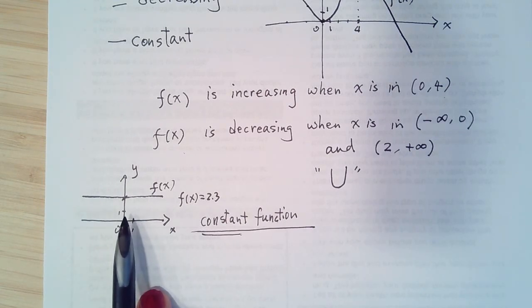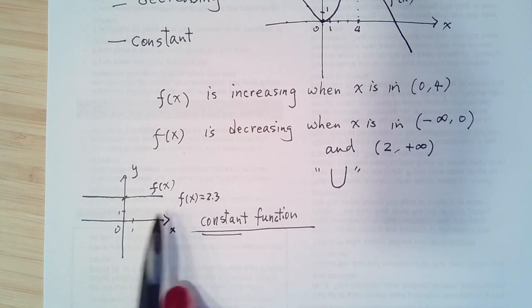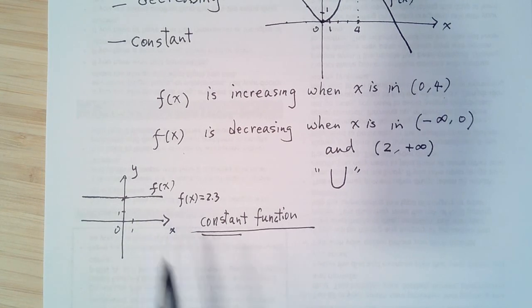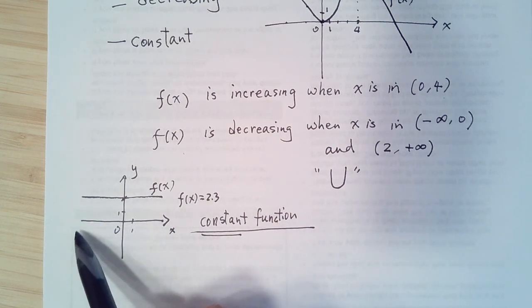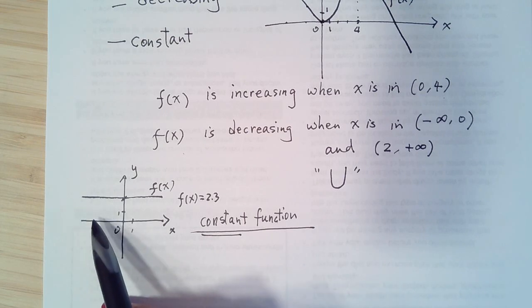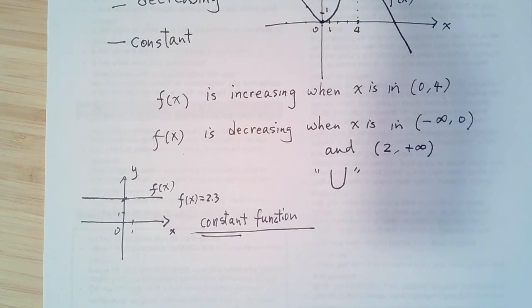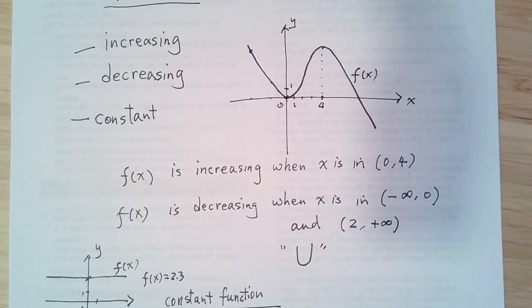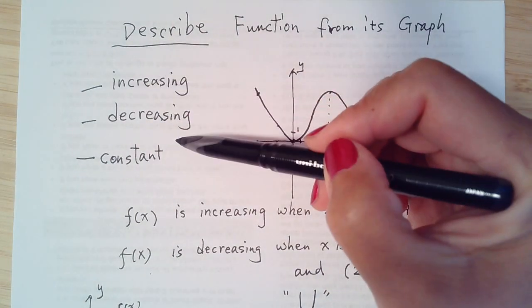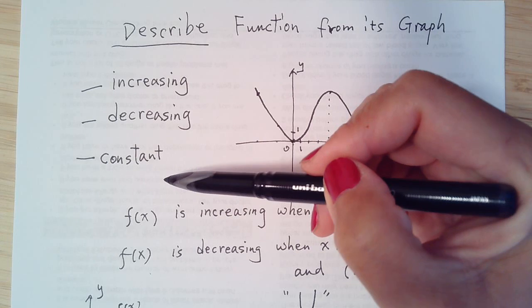In this example that I give you, the whole function is a constant function, but sometimes if you have a graph that goes up or down, and in some interval it's flat, then you can say this function is a constant function when x is in that interval.